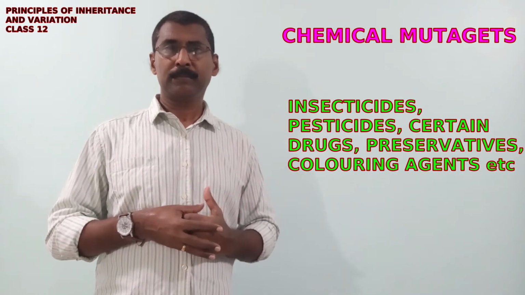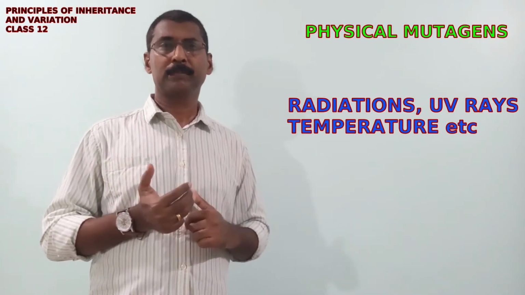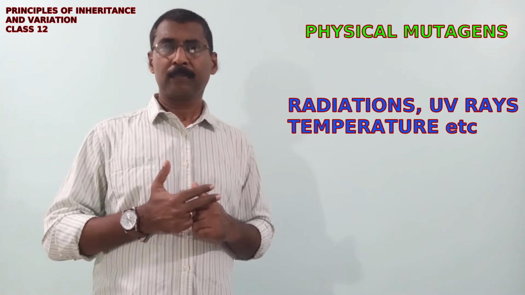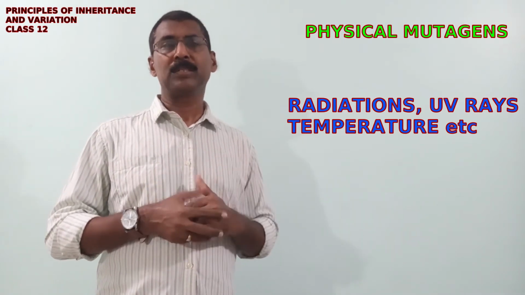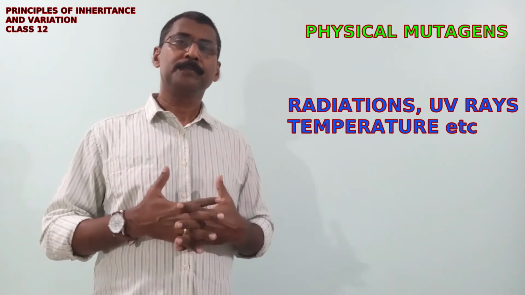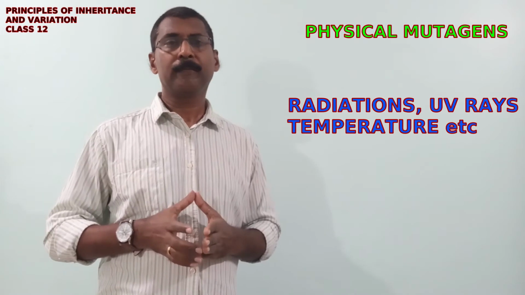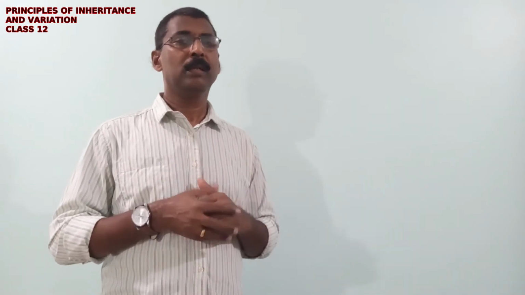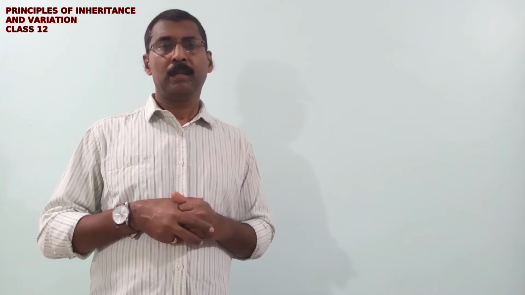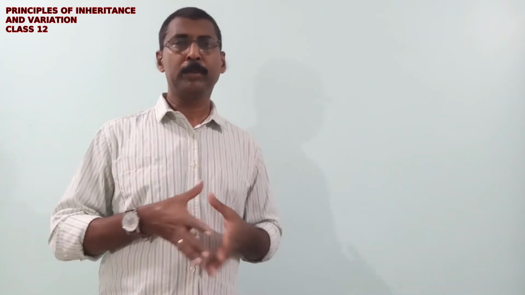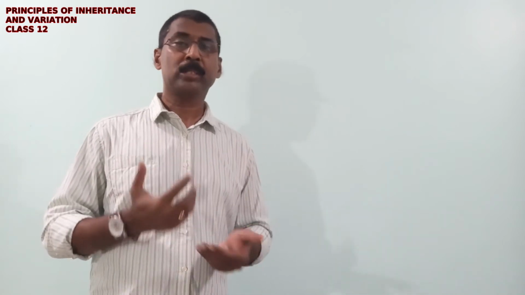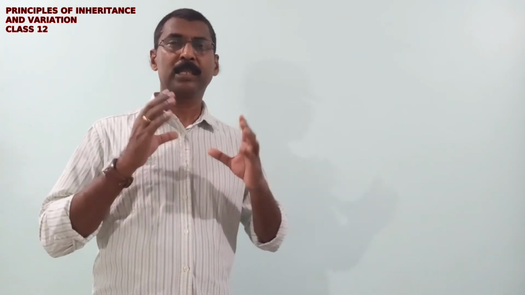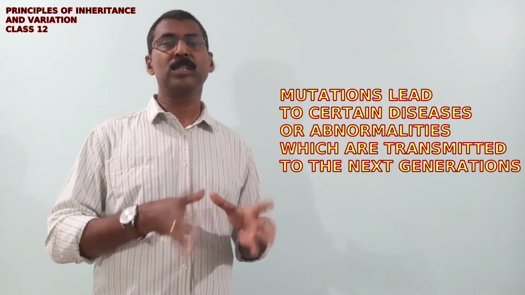And physical mutagens are there, like temperature, ionizing radiations, and other cosmic rays. Ultraviolet rays can also cause mutations. So these come under the physical mutagens. So mutagens can be chemical mutagens and physical mutagens. And whatever the mutation may be, whether it is a chromosomal aberration or a point mutation, mutations lead to certain diseases or abnormalities or syndromes in the body.